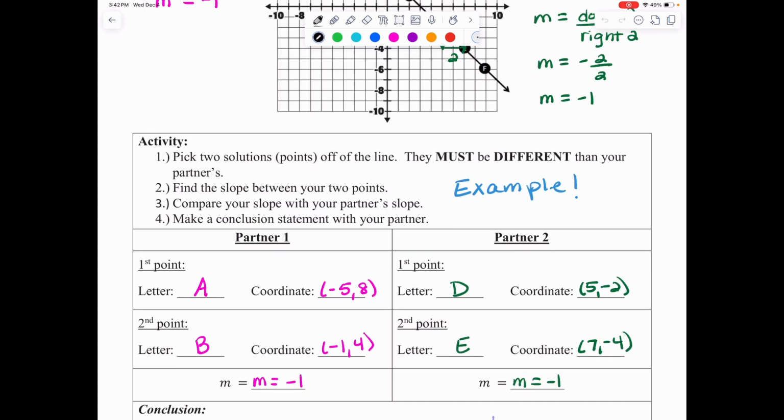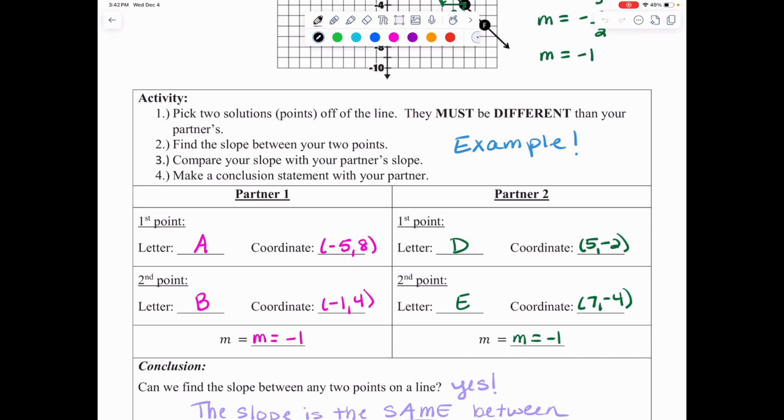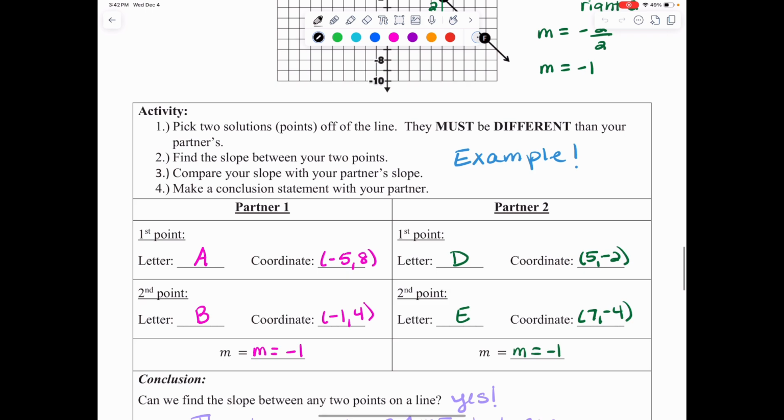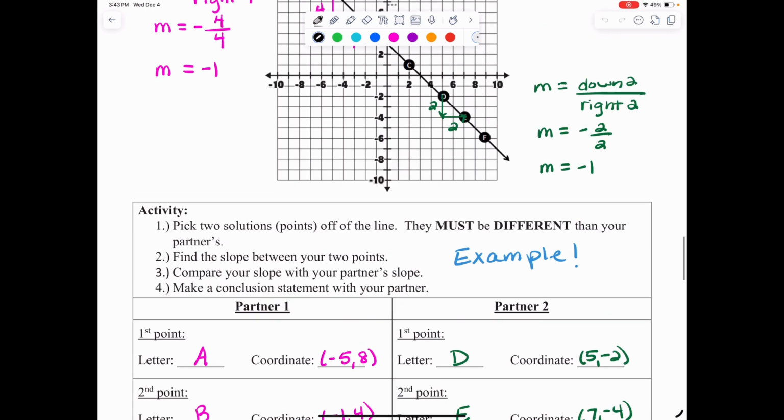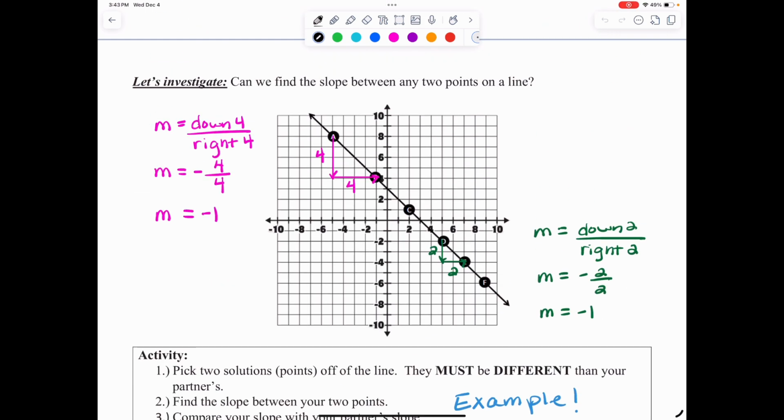I completed both partner 1 and partner 2 just to show you an example of what I mean. For my partner 1 values, I picked letter A and letter B. So that was -5, 8 for a coordinate and -1, 4. And I went up to the graph and using rise over run, I decided to go from left to right like I usually do. I got down 4 to the right 4, which turns into -4 over 4 or -1.